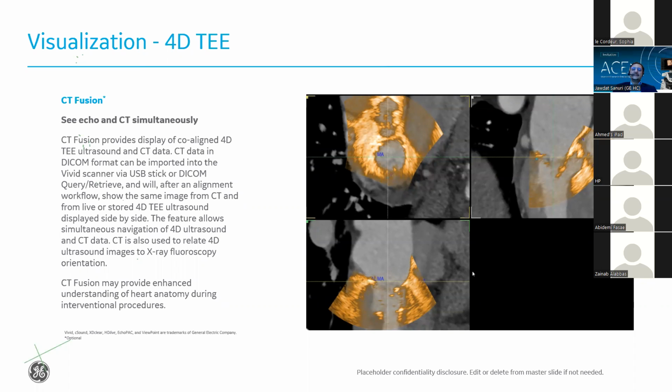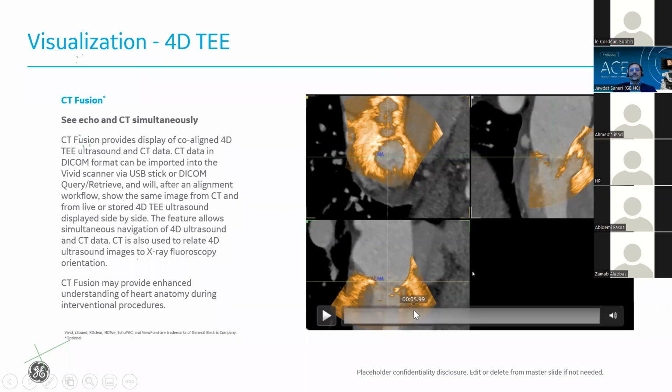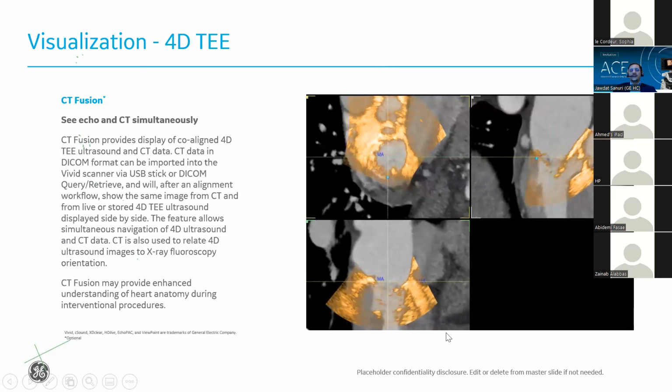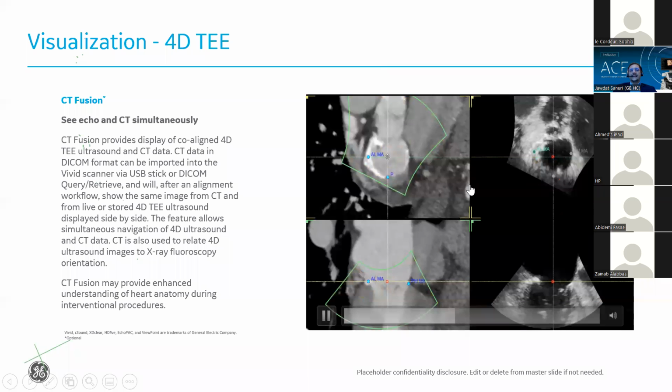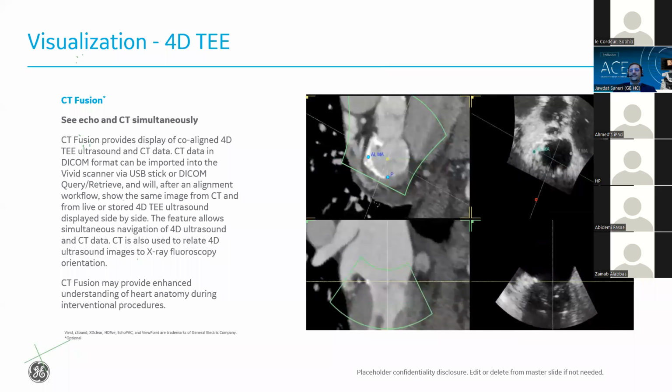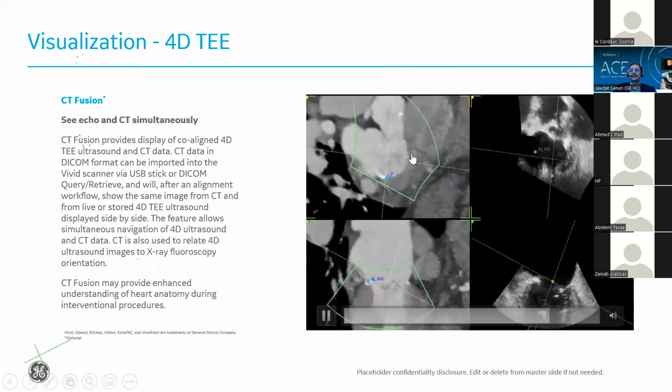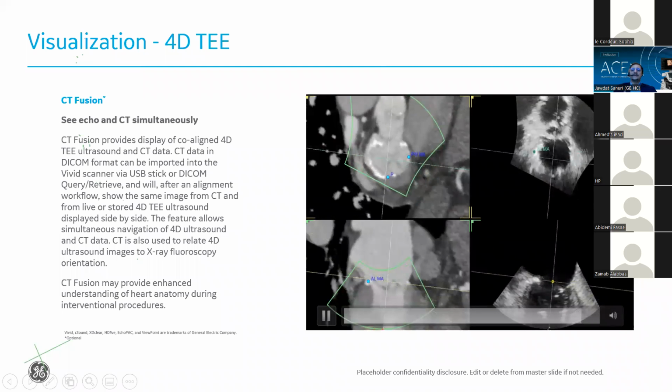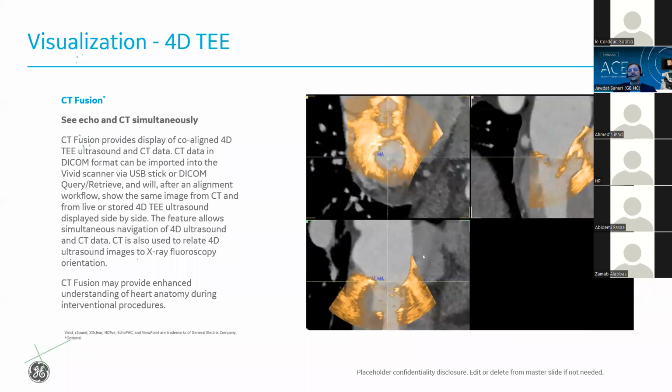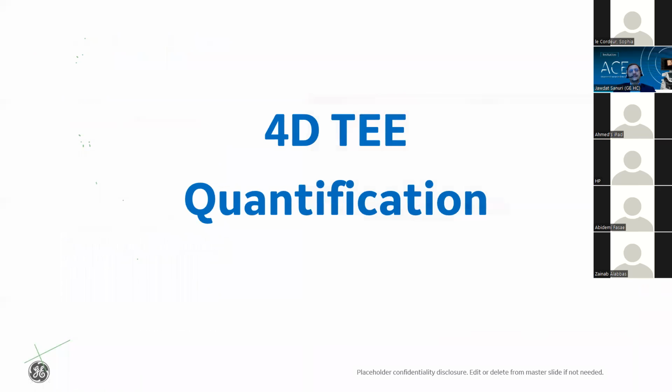Then why not bring CT into the cath lab or the interventional suite with the echo machine? And this is what CT fusion is all about. All we have to do is simply co-align between CT and echo once we make the first acquisition in echo, and then from there on, any slicing or changing in the surface rendering of the echo can be co-adjusted between the CT and the echo at the same time. They can be either overlapped or displayed side by side, as you can see in this case.